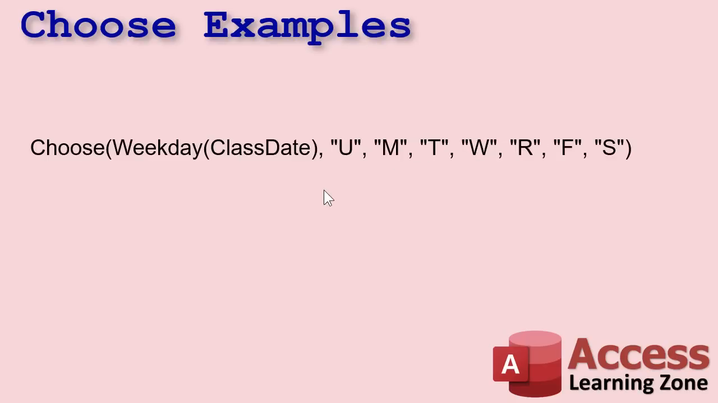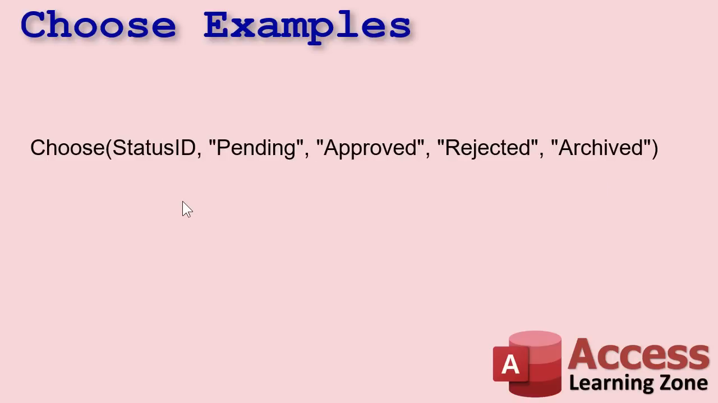Here's one for a single character weekday, right? You see this a lot in academia. I remember this back from high school, right? R is Thursday. So you got your weekday function, right? The weekday function takes a date and returns a number from 1 to 7. So if it's 1, it's U for Sunday, right? Monday, Tuesday, Wednesday, Thursday, Friday, Saturday. Right? Status IDs. Again, pending, approved, rejected, archive.